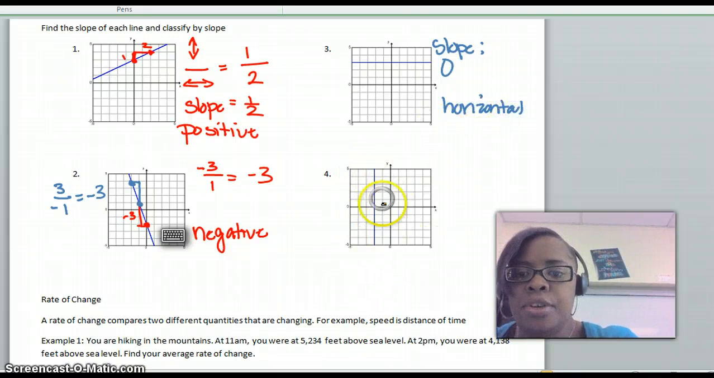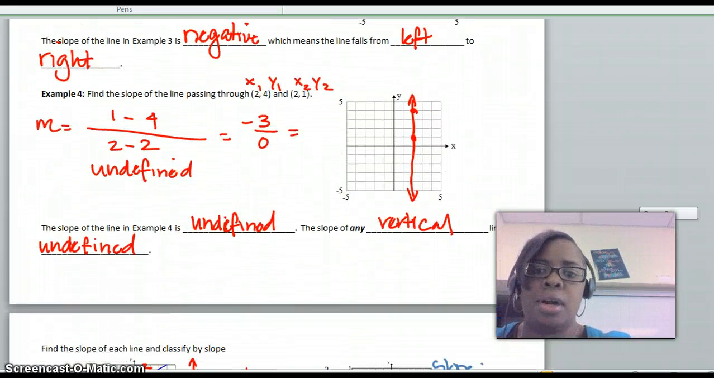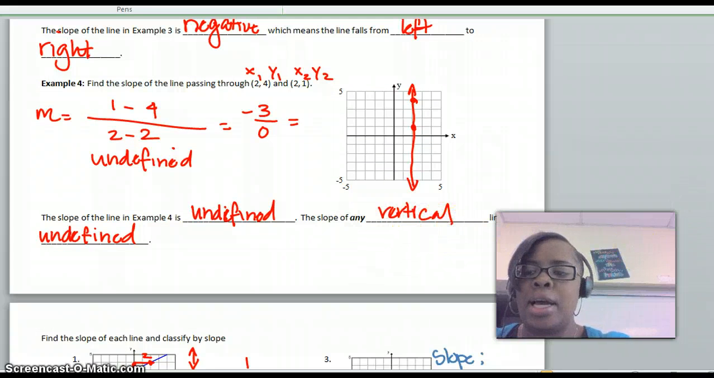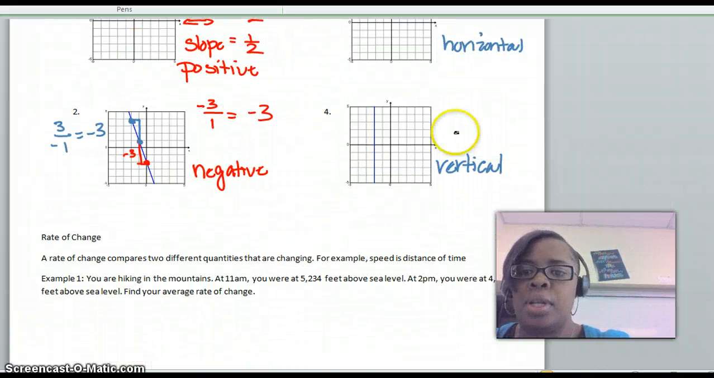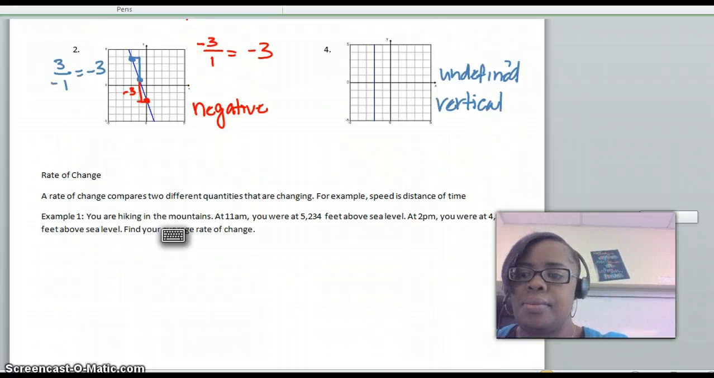Now this one is your vertical line. We can tell that by looking at it because it goes up and down. And the slope of any vertical line, if you look back to what we had done earlier here, the slope of any vertical line is undefined. So this one is also undefined. That's how steep it is.